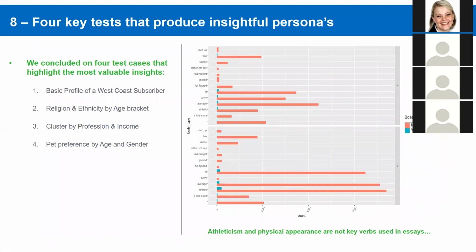We performed 4 tests that produce insightful personas. The first one was we took the basic profile of the West Coast subscribers. We figured out what region and ethnicity was there and split it by the age bracket. We clustered the profession and the income to see what insights we get from there. And lastly, we saw what was the pet preference by age and by gender.